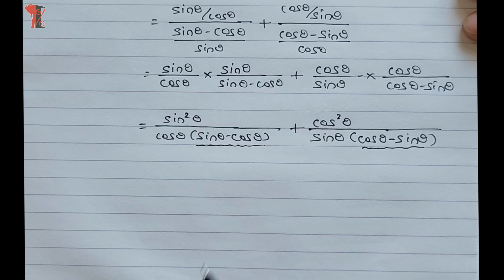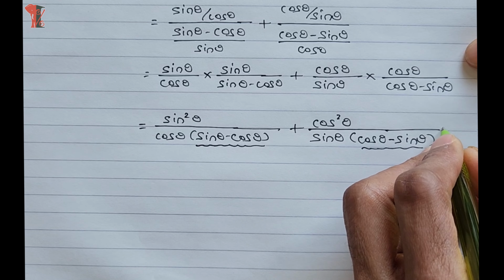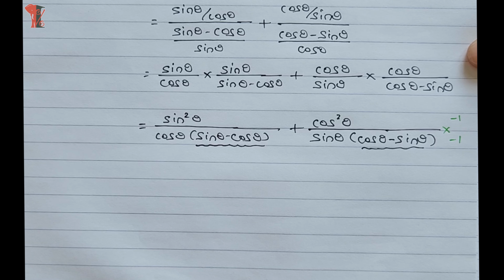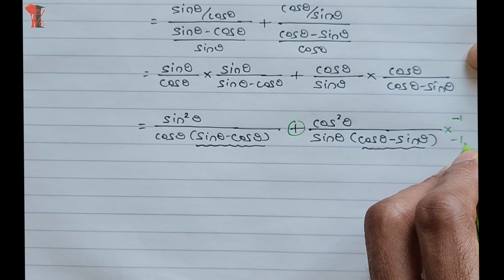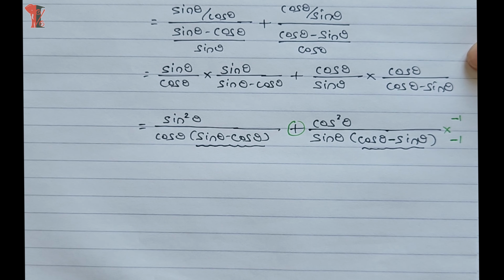So for that, what I will do, I'll multiply this particular part as minus 1 and minus 1. So it won't affect the equality. So when I do that, what happens? This sign and this sign will change, and this sign and this sign we will change.